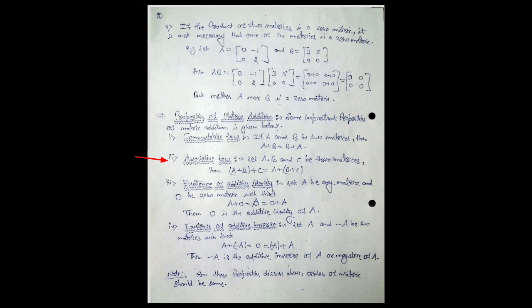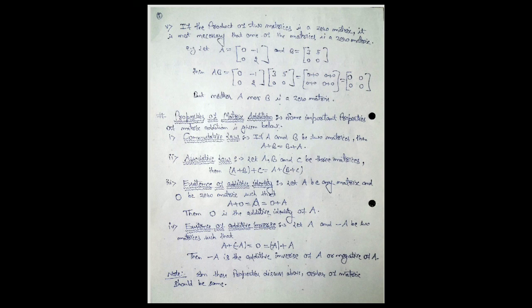The second property is associative law. This law states that if A, B and C are three matrices, then A plus B, plus C, equals A plus, B plus C. It means if we find the solution by adding first A plus B and then C, or we find the solution by adding first B plus C and then A, the solutions of both are equal.